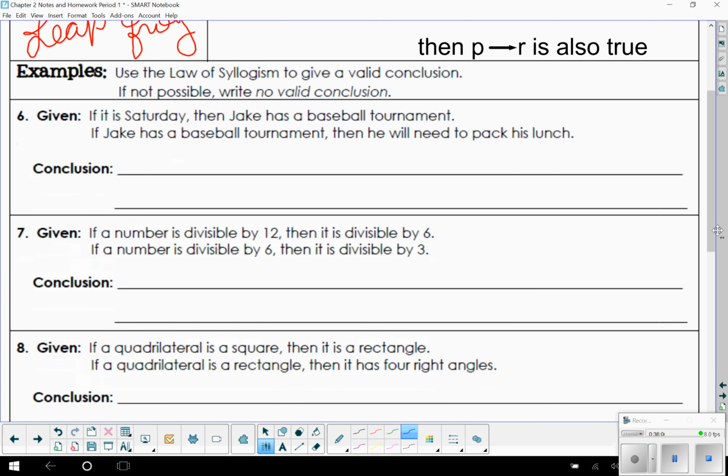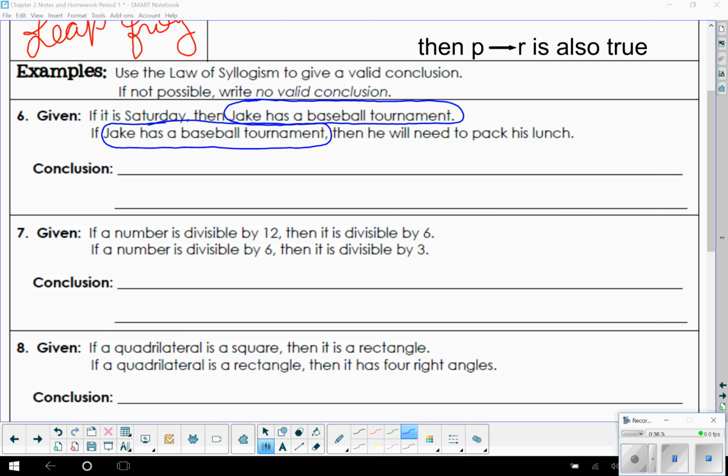All right, number 6. If it is Saturday, then Jake has a baseball tournament. If Jake has a baseball tournament, then he will need to pack his lunch. So if you look right here, those are identical. So it wants you to use the law of syllogism to give a valid conclusion. If not right, not valid.